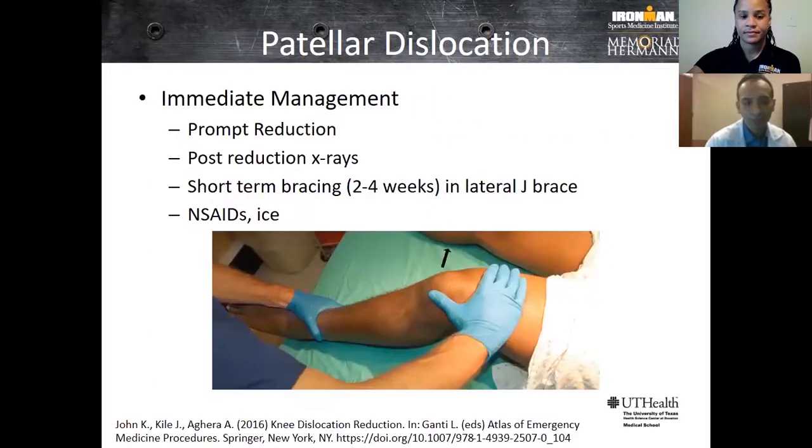The most important thing is the reduction maneuver and getting the patella back reduced. You want to do prompt reduction. You want to attempt to get x-rays afterwards. With x-rays, you're looking for any loose bodies, any type of osteochondral loose bodies that may have occurred with the dislocation. Usually, the initial treatment is short-term bracing, a lateral J-brace, non-steroidals and ice. But the main thing is you want to get it reduced. The reduction is usually extension with an application of a medial force to the patella.